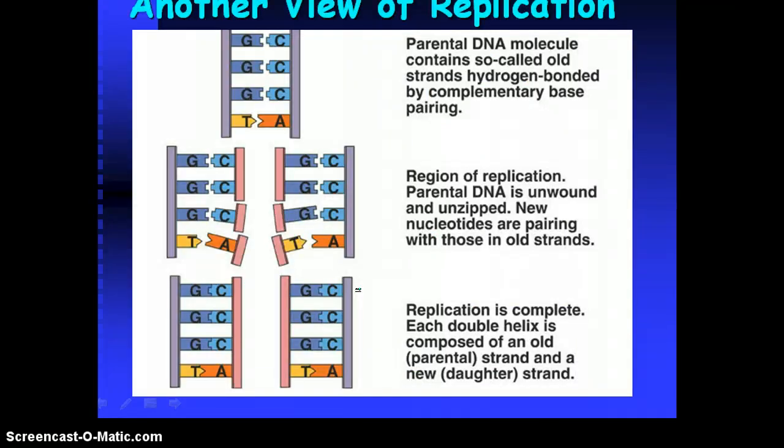Let me show you this replication idea again in a different view, if that helps. So the parental DNA molecule contains old strands, hydrogen bonded by complementary base pairing. Region of replication is where that DNA polymerase will work. Parental DNA is unwound and unzipped. New nucleotides are pairing with those in the old strands. And then replication is complete when each double helix is composed of an old strand and a new daughter strand. Okay, that's the end of this section on DNA replication.